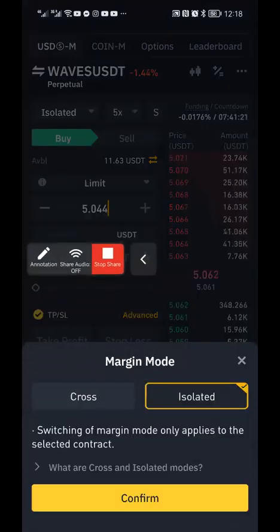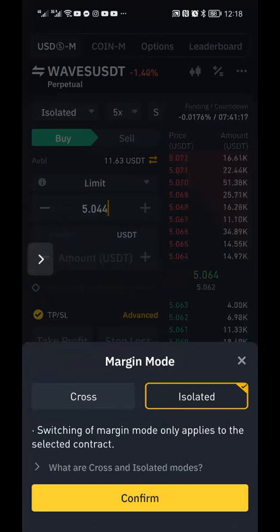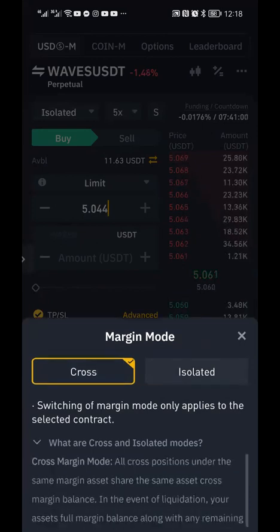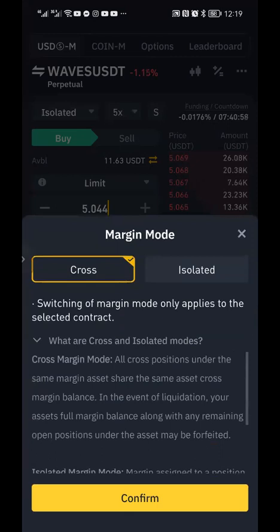The isolation, that's the margin mode. We have cross and then isolated. Now, let's assume we don't know what is cross, we don't know what is isolated. So let's click on cross and see what the cross and isolated modes are.